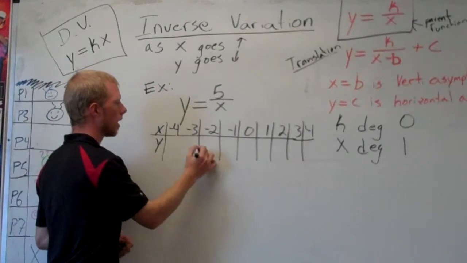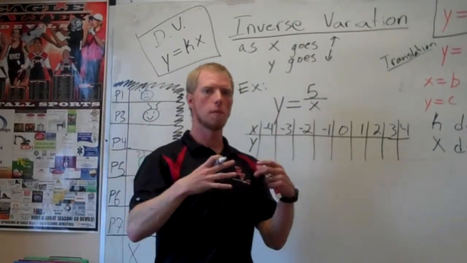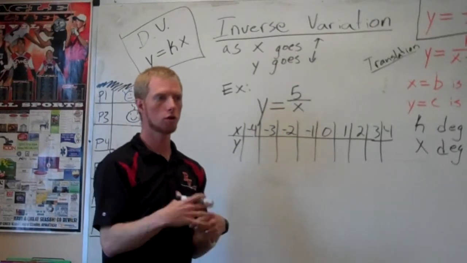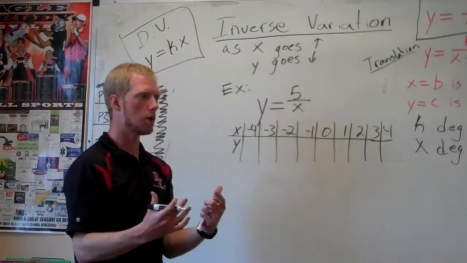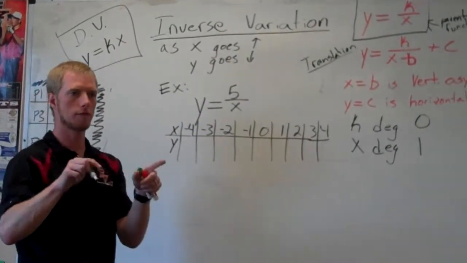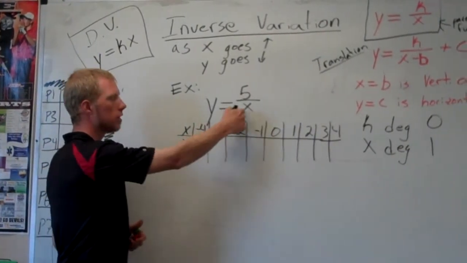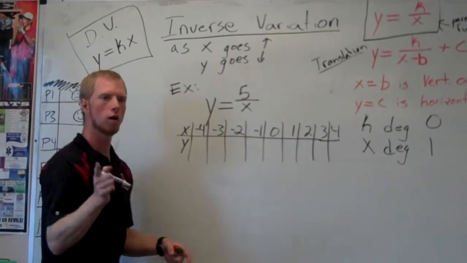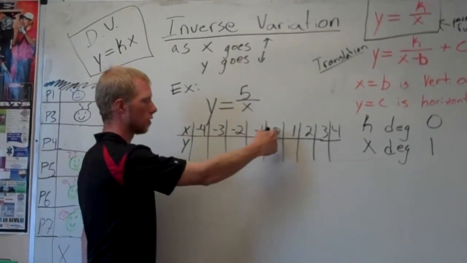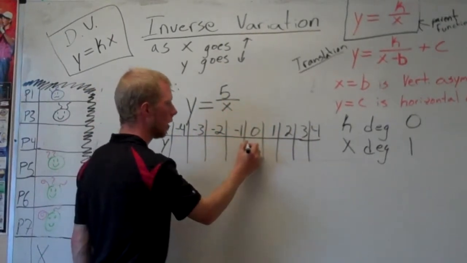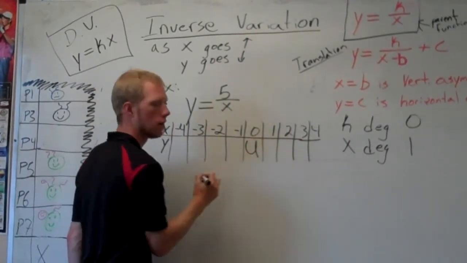And so what we want to do, guys, is create many points instead of just 1 or 2. 1 or 2 gives us a good picture for a line, but not for something that's going to have 2 branches and they're going to be curving. So I put all these numbers in for x. I'm going to start with the easiest one. The easiest one is 0, because 5 divided by 0 will always be undefined.